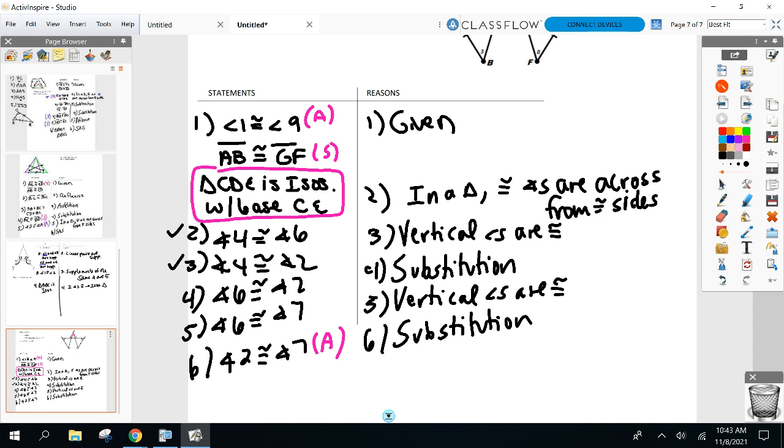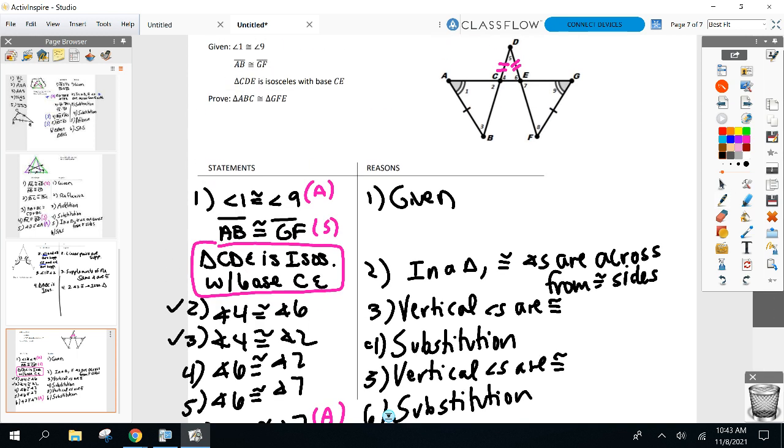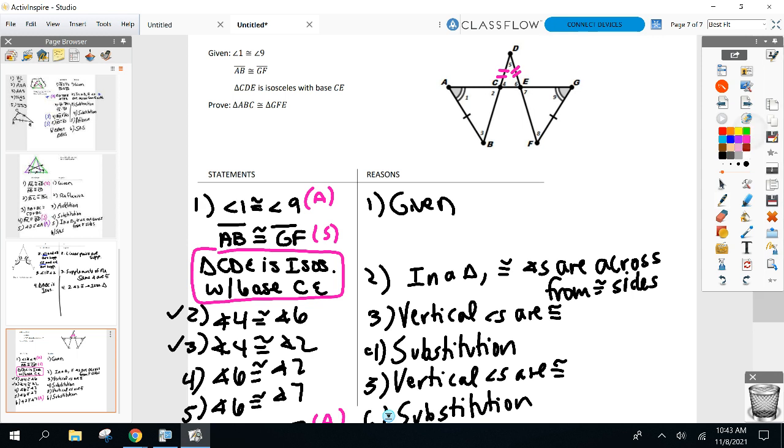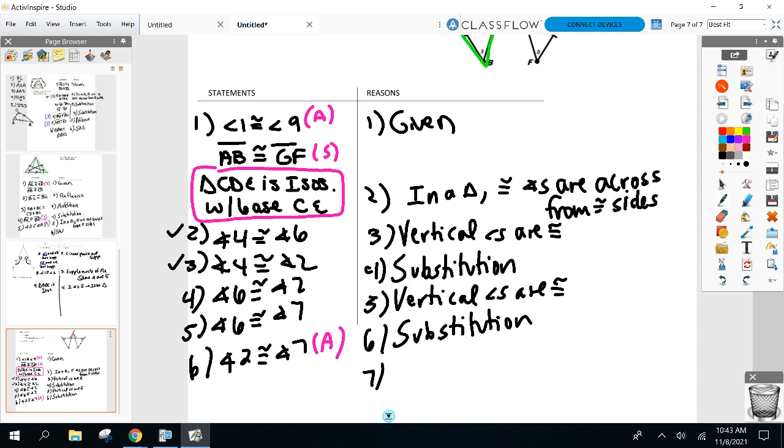So can we say the triangles are congruent now in step 7? What method? Ooh, I always love this one. Is it angle side angle or angle angle side? Here's your answer. Look at one triangle I'm proving congruent. And here's the angle we had right there. Is that side in between? Absolutely not. So it's going to be angle, angle, side.